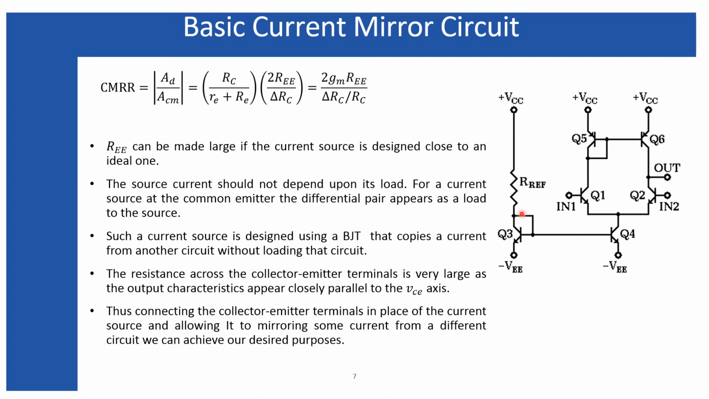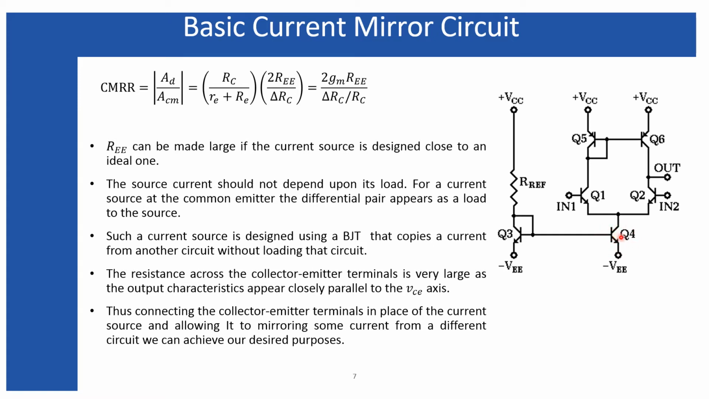Rather, we can design a current source in such a way that it can draw a significant amount of current, as well as offer a high resistance across the current source itself, if we design the current source using bipolar junction transistors.